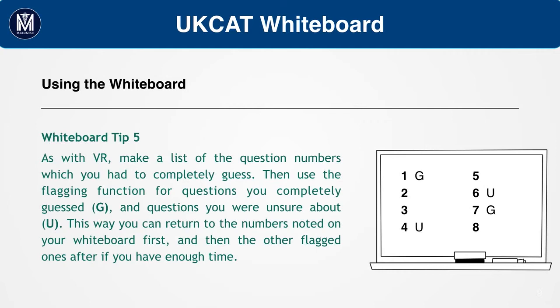Therefore, it might be useful to write down G for guess and U for unsure whenever you want to flag a question. Or you could just flag all the ones that you completely guess, and any that you are unsure about, just jot down on your whiteboard so at the end of the section you know which one is which and you can decide appropriately which one you want to return to.